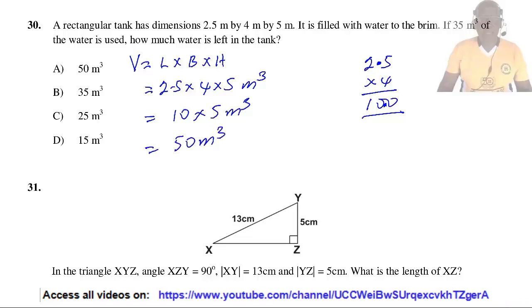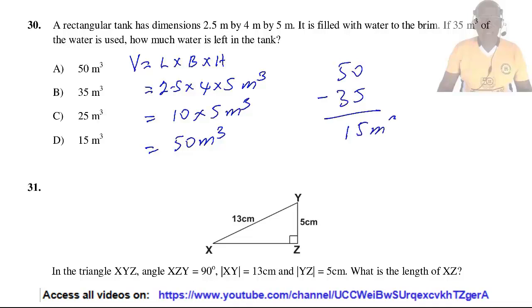Now, the volume of the tank is 50 meter cube, and 35 is used, so we shall subtract 35 from 50, and we shall get 15 meter cube. So the answer is D.